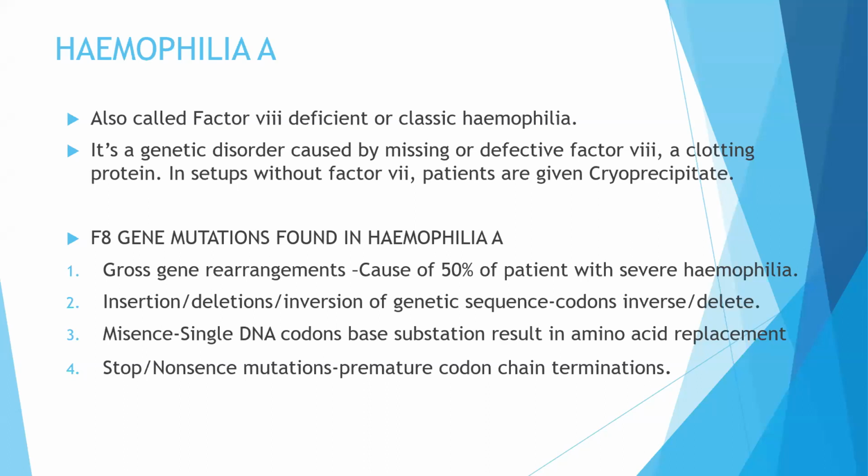There are many gene mutations that happen in hemophilia, and the majorly known ones are four. One is gene rearrangements. Gene rearrangement accounts for up to 50% of patients with severe hemophilia, where during the coding of the gene there is either an insertion, deletion, or inversion of the gene sequence, so the patient ends up having hemophilia.